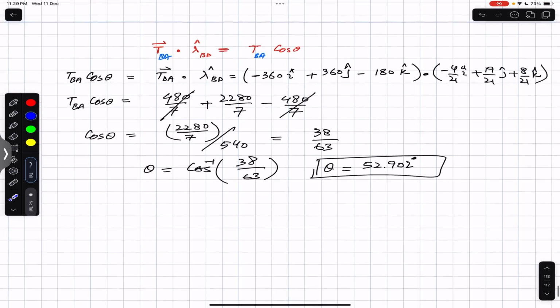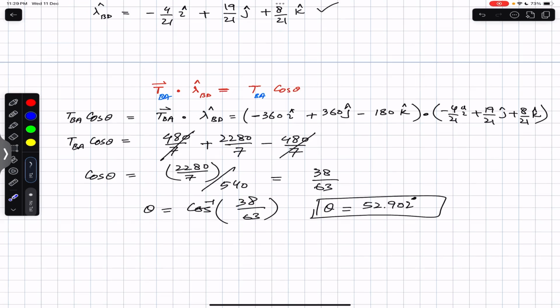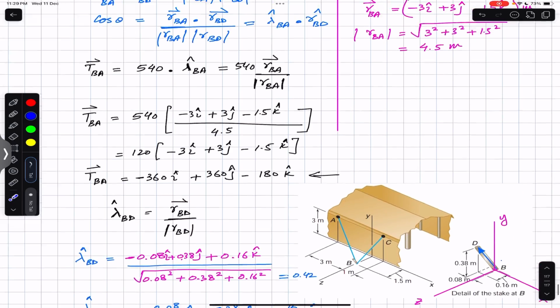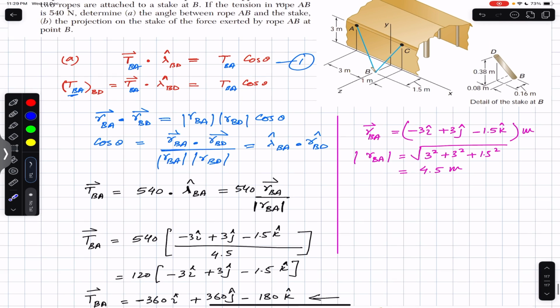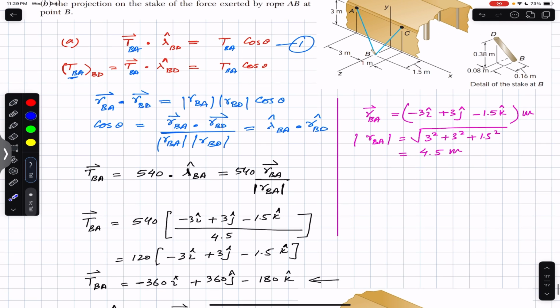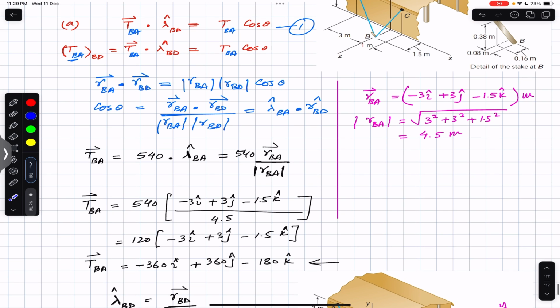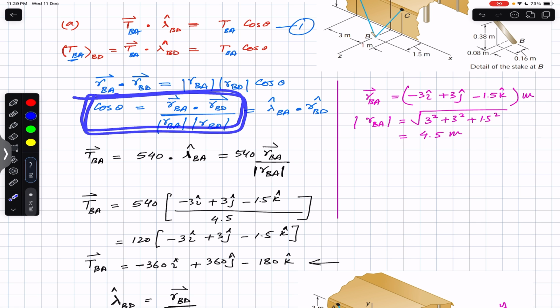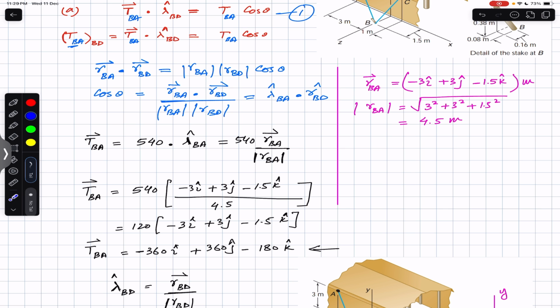So now the angle between the rope from B to A and the stake is 52.902 degrees. Now if you were not given the magnitude of the tension along BA, we can always use the position vector. If you use the position vector from B to A, the position vector from B to D, and their magnitudes, you can always find the angle theta. So I will leave this particular concept to you guys. Use this formula and find the angle theta, and let me know in the comments if you got the same angle theta or not.